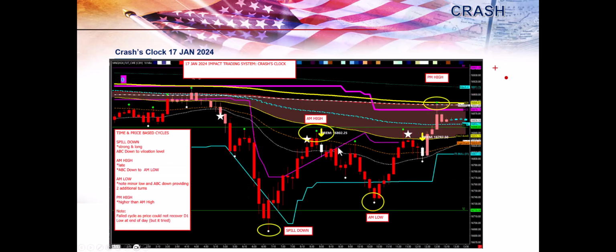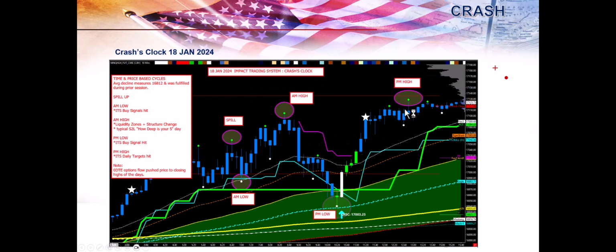Let's move on to the 17th. For this particular day, we were looking for a spill down again. We had a very strong ABC down into a violation level. Then we had a late AM high that took us to another ABC down into the AM low. And then we closed off of the PM high. Again, a failed cycle as price could not recover above the first part of the cycle. But it certainly tried with this massive short squeeze.